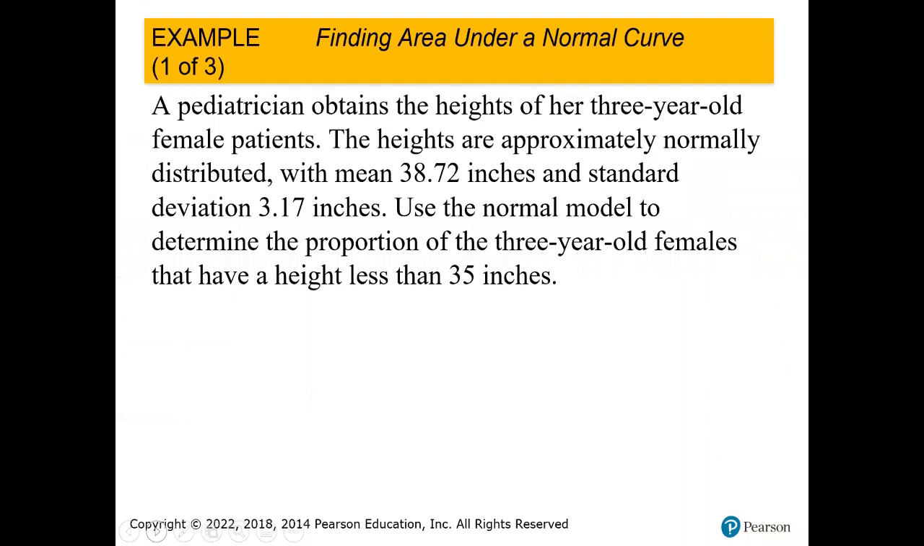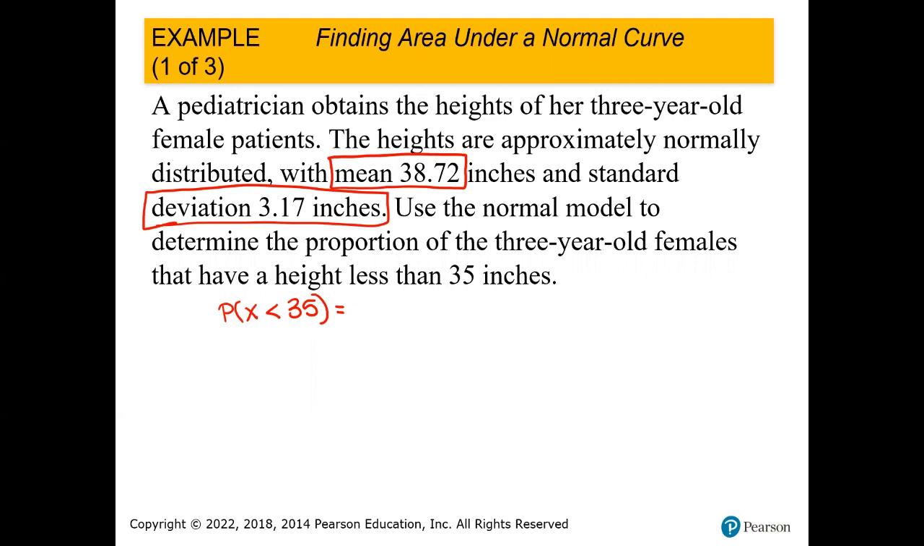A pediatrician obtains the heights of 3-year-old female patients. The heights are approximately normally distributed with a mean of 38.72, which is a key piece of information, and a standard deviation of 3.17 inches, which is also key. Use the normal model to determine the proportion of 3-year-old females that have a height less than 35 inches. So we're trying to find the probability that our females in question are less than 35.